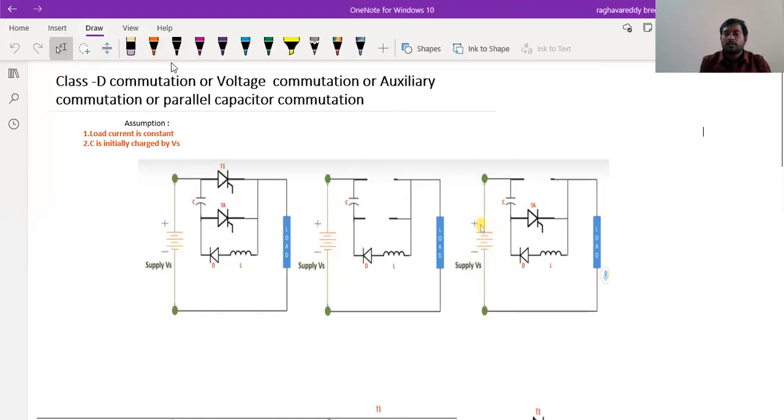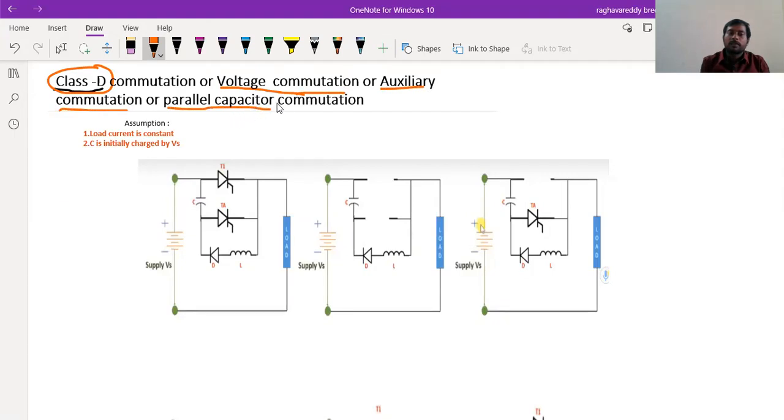Hello all. In this video, I will explain the working of class D commutation. Class D commutation is also called voltage commutation, and also auxiliary commutation. It is also called parallel plate capacitor commutation. Why is it voltage commutation? Because the voltage produced across the capacitor will automatically turn off the SCR T1. That's why it is called voltage commutation.